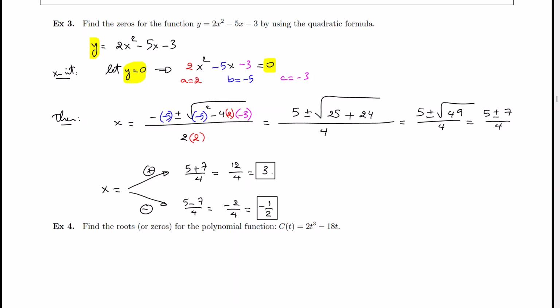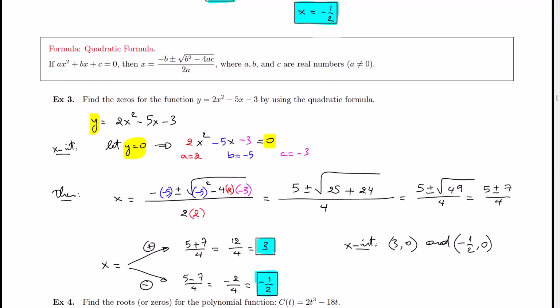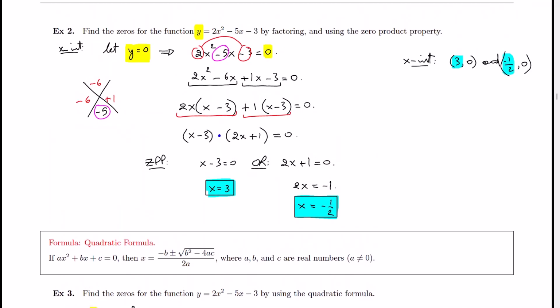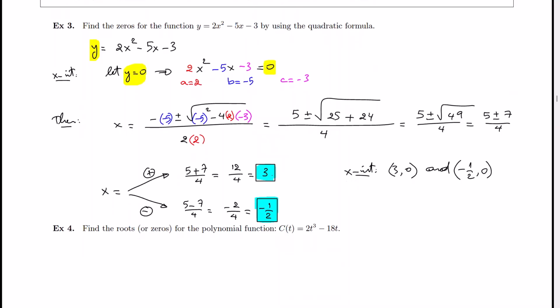So if I want to write it in the x-intercept form, the x-intercepts would be the numbers (3, 0) and (negative 1/2, 0). If they're asking me for the roots or the zeros of the function, I could just stop when I get the value 3 and the value negative 1/2. And as you can see, the numbers are the same as before, right? It's the same problem, so we expect the same x-intercepts in both cases, or the same zeros.